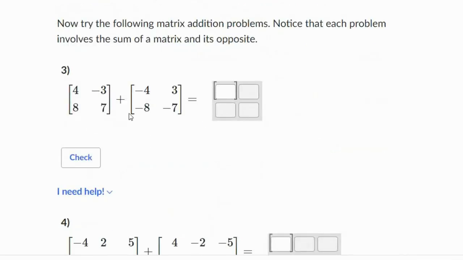So look what happens when we add opposite matrices. If we have 4, negative 3, 8, and 7, and we add negative 4, 3, negative 8, negative 7, we get a zero matrix. Because 4 plus negative 4 is 0, negative 3 plus 3 is 0, 8 plus negative 8 is 0, 7 plus negative 7 is 0. And that kind of makes sense, right? If we add any number to its opposite number, 10 plus negative 10, we get 0. 3 plus negative 3, we get 0. So we end up with a zero matrix.